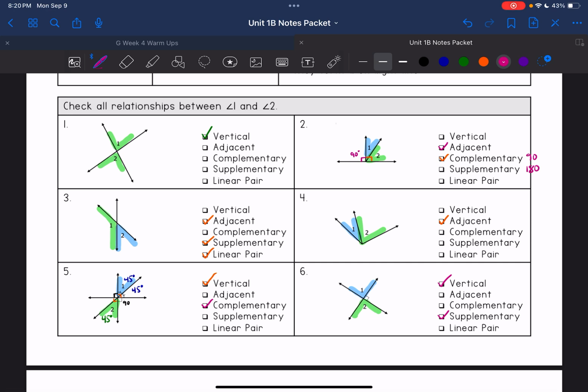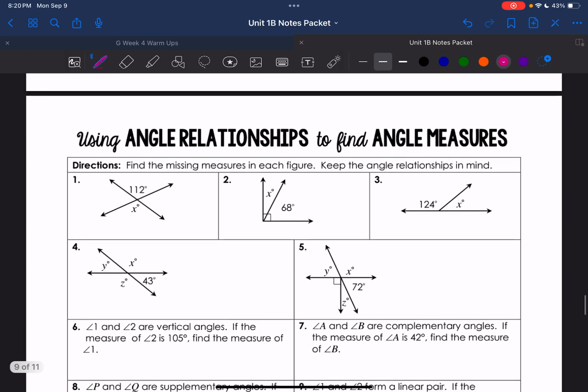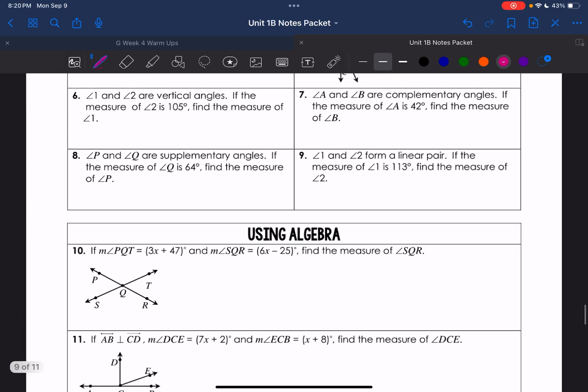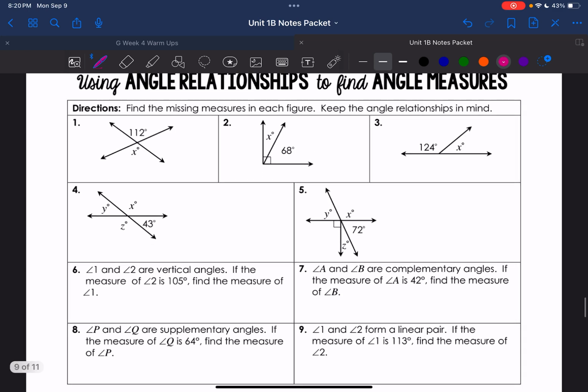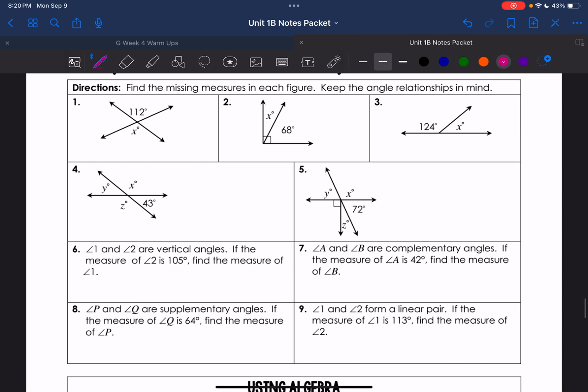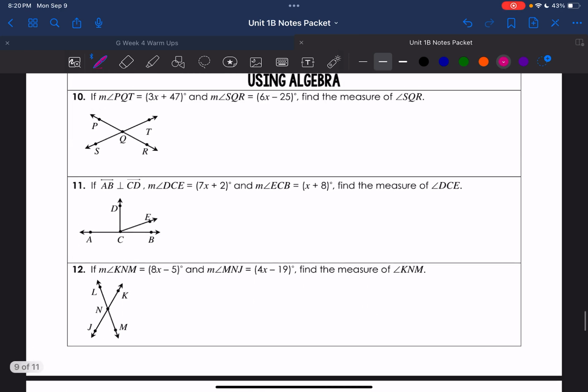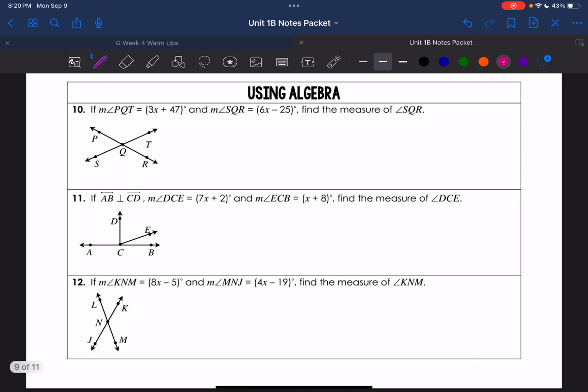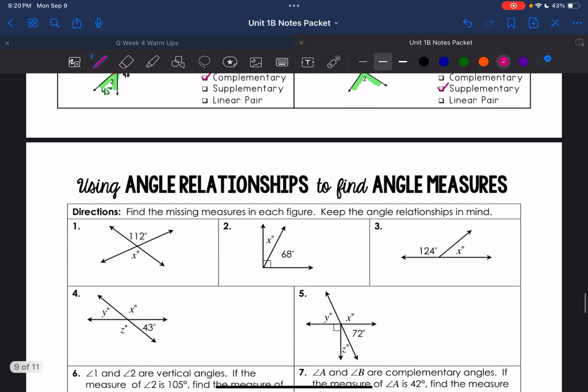Okay, so now that we know how to identify them, we want to do math with them. We want to solve equations. We want to do all this stuff. So on the next page, here are some examples. The first little section is going to be pretty simple. So 1 through 9 go really fast. But 10, 11, 12 are going to take some algebra. So these take a few steps. Let's look at the beginning.